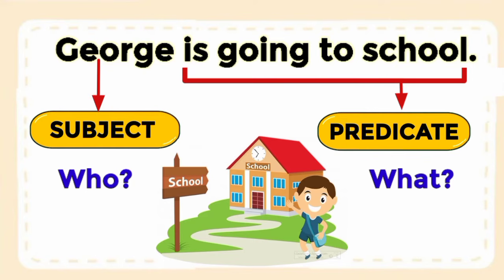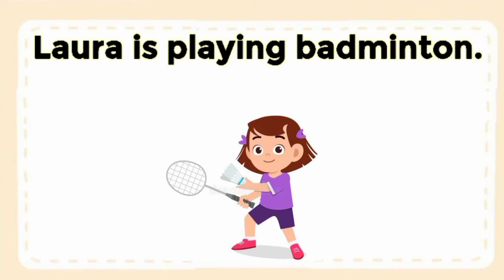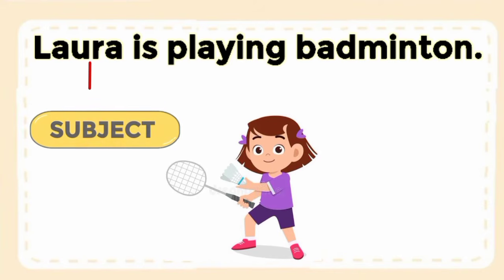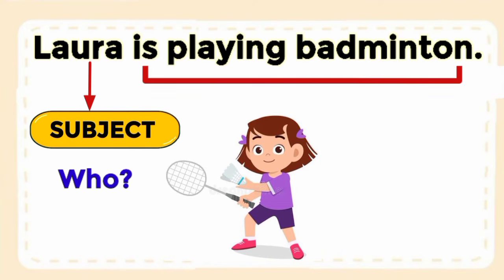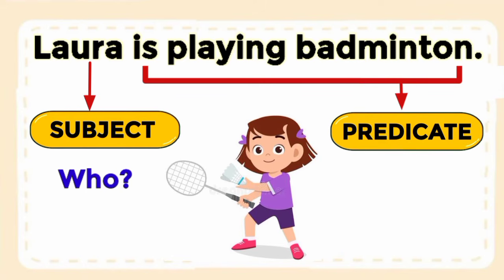Let's see our next example. Laura is playing badminton. In this sentence, we are talking about this girl, Laura. So this is our subject. So if I ask who is playing badminton and the answer I get is Laura. So Laura is our subject. Whereas the rest of the sentence that describes the action done by Laura, what is Laura doing? Laura is playing badminton. So the answer which I got is predicate. The rest of the sentence which answers the action done by Laura, by the subject, is our predicate.